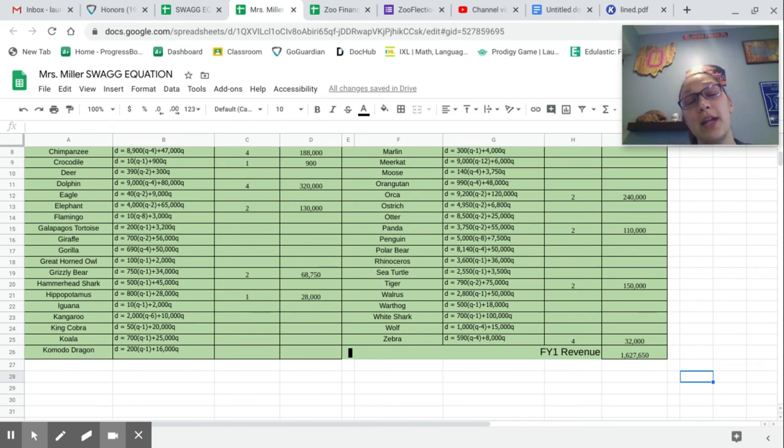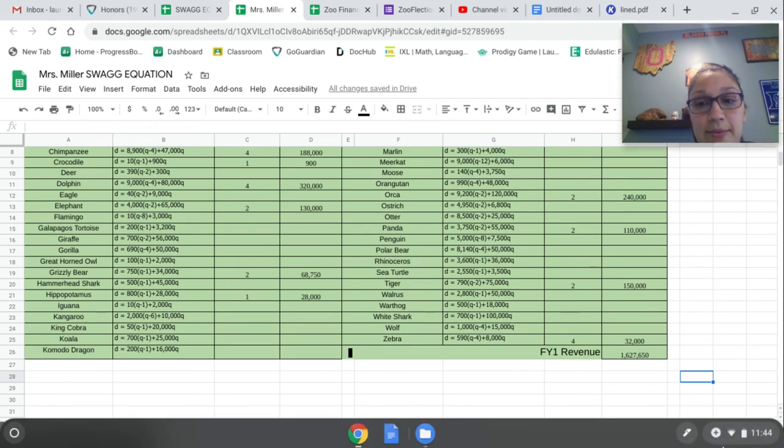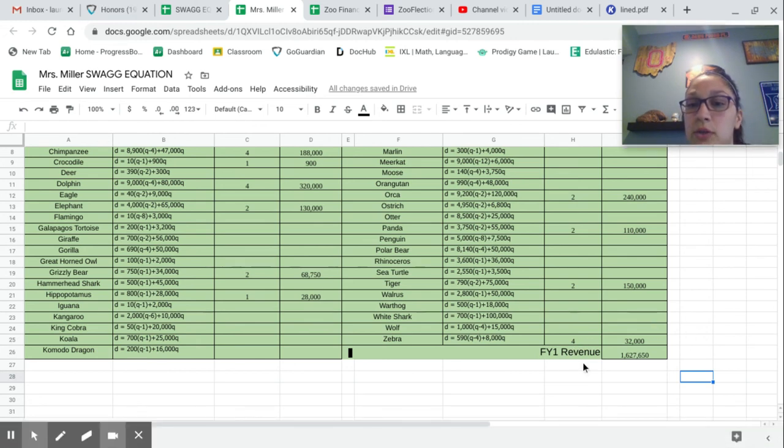Now, of course, some of the animals you think are exciting may not be super exciting for other people. So you could disagree with this, but these are the numbers that they have. So my fiscal year 1 revenue, my end total, when I added up all of these numbers in both of the columns, don't forget to add both columns, came out to $1,627,650. Okay? So that's what you guys are going to do for today.